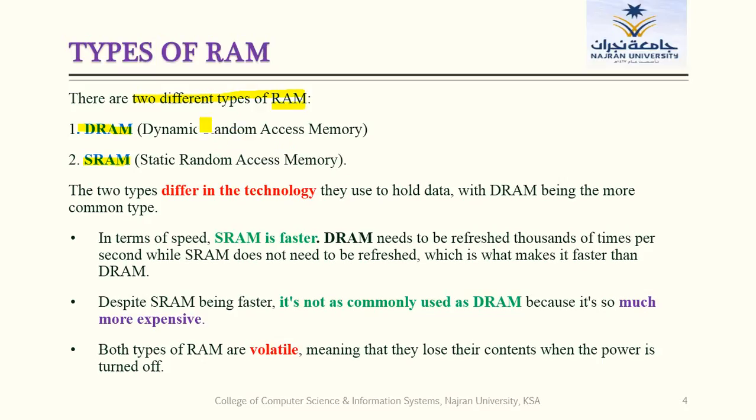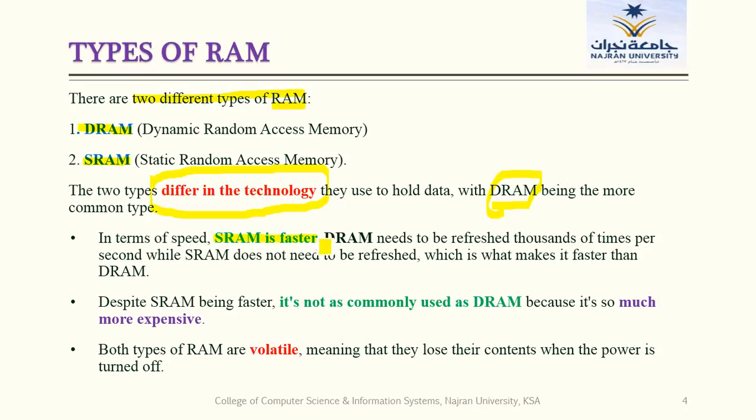These two different types of RAM differ in technology. The technology is different, and what is the purpose of RAM? That is to store data, to hold data, and the technology they use is different. But commonly we use DRAM in our laptops, in our desktop systems, at home, in the lab. Most of the time we are using only DRAM memory.